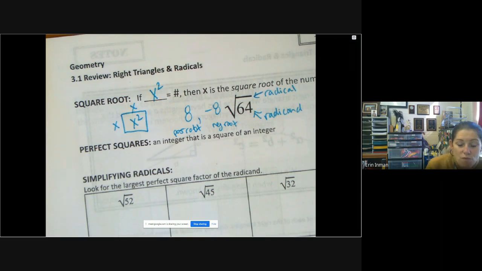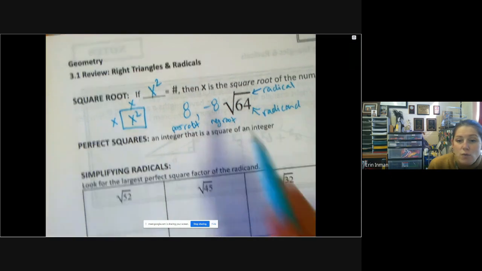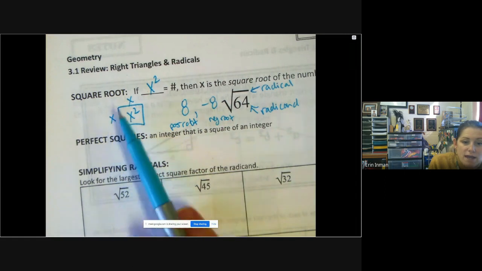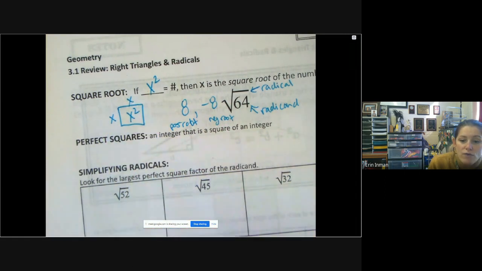So this is an example of a perfect square. A perfect square is something that when we take the square root, we get an integer, not a decimal number, right? We get like a whole number. So that's what we call a perfect square.